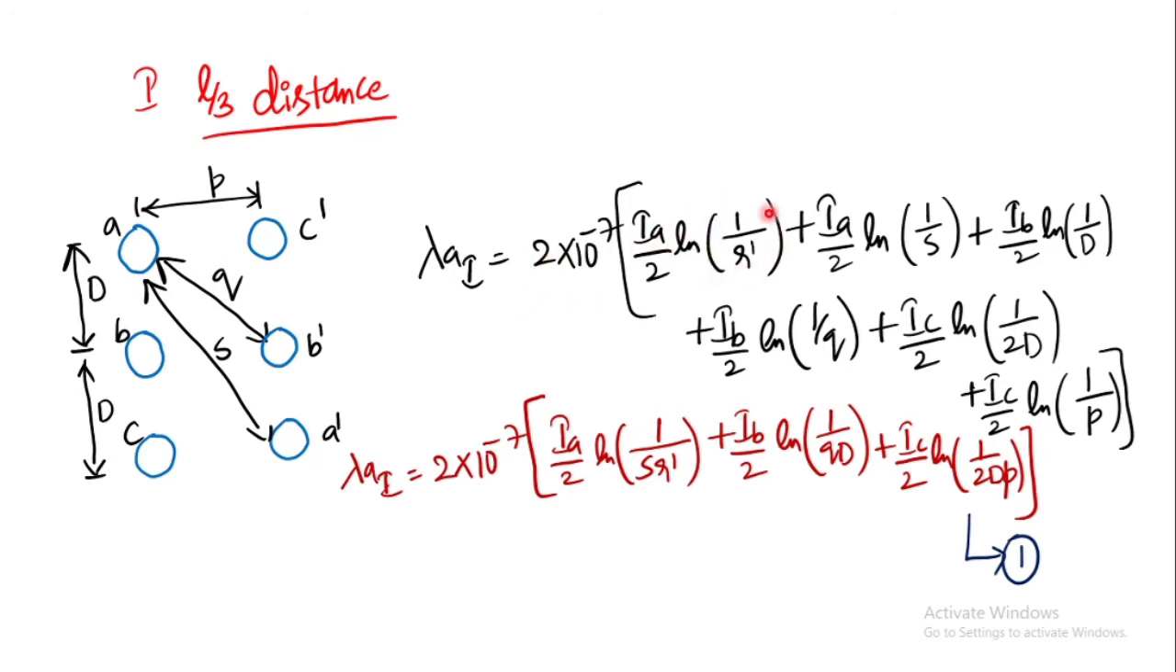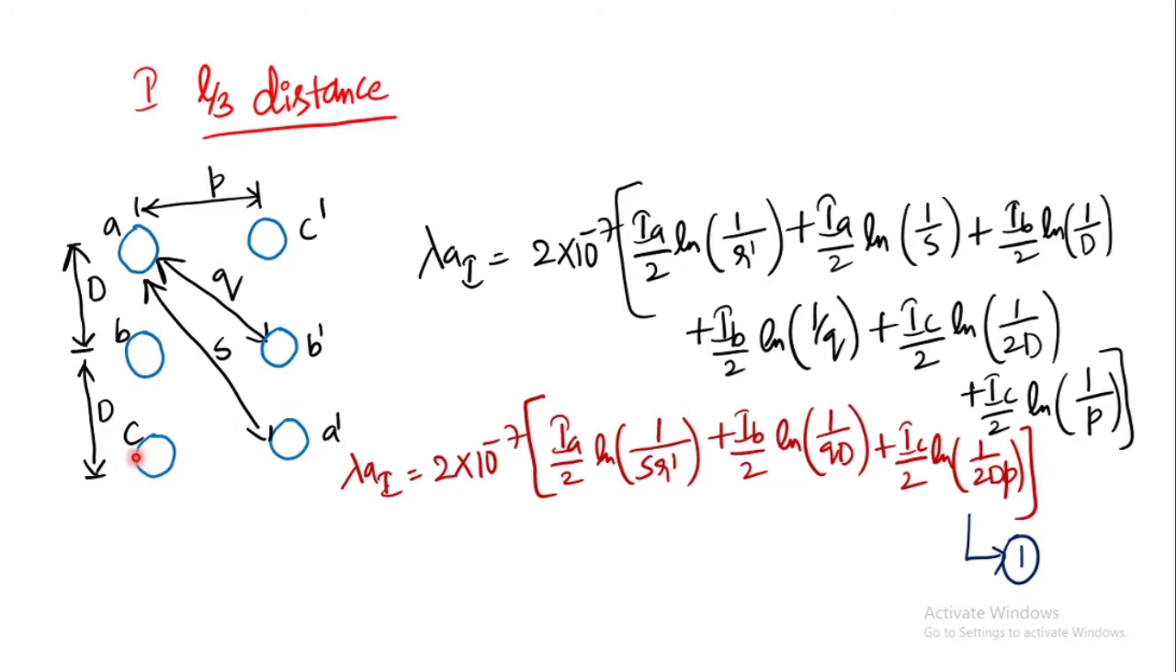What is the first term? In the first term, the current flowing through this A conductor is IA by 2, half of the phase current. And what is this distance? R dash. Why is it R dash? It is the distance from A to A. Considering the internal flux linkages, we will get R dash here. Next, distance from B to A. First I consider this, next this. Next I will consider B and B dash. Next I will consider C and C dash.